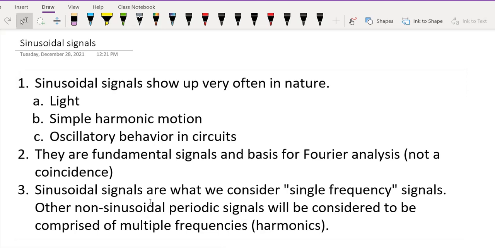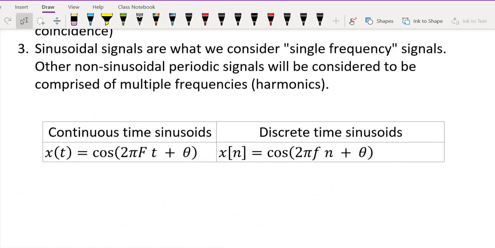Sinusoidal signals are what we consider single frequency signals. Other signals which are periodic but are not sinusoids will be considered to be comprised of multiple frequencies. We will talk about continuous time sinusoids and discrete time sinusoids.